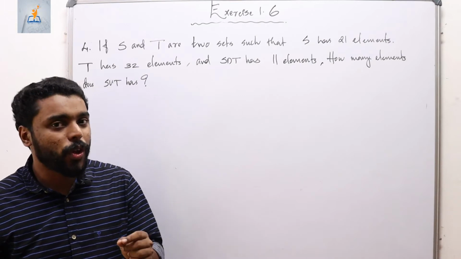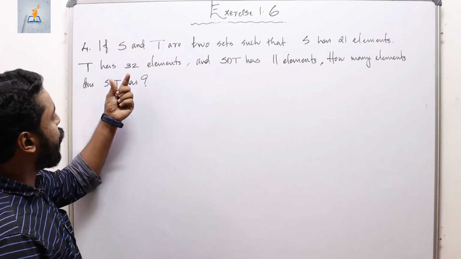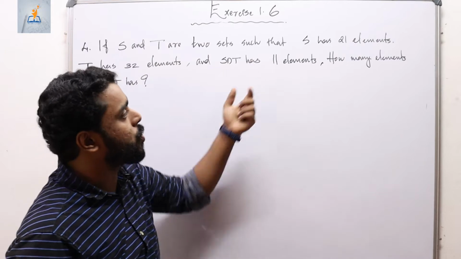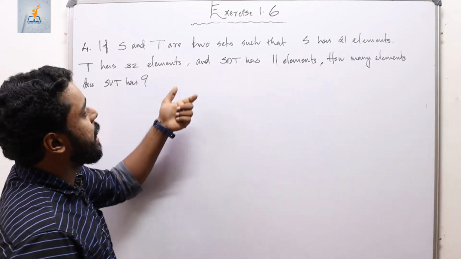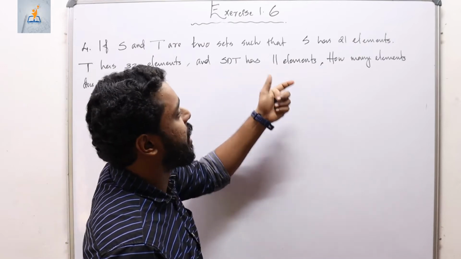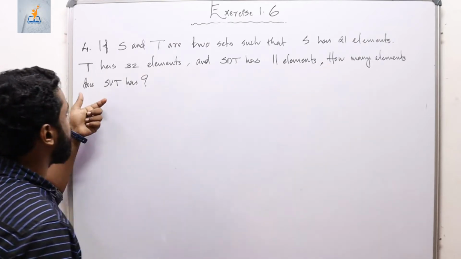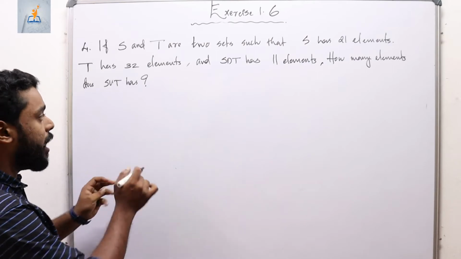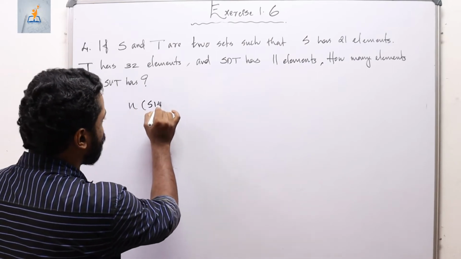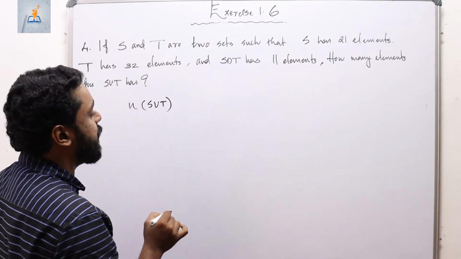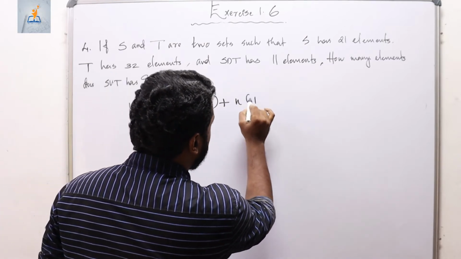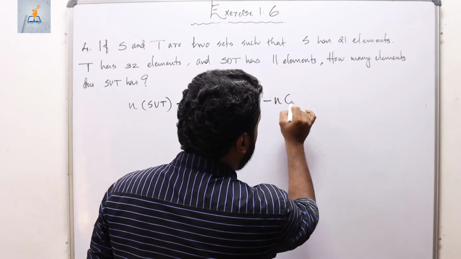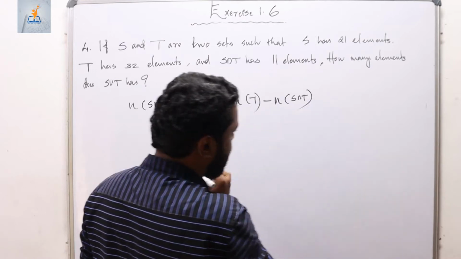Coming on to the fourth question, the question is that if S and T are two sets such that S has 21 elements, T has 32 elements and S intersection T has 11 elements, how many elements does S union T have? We know that n of S union T, that is the number of elements in S union T, is nothing but the number of elements in S plus the number of elements in T minus the number of elements in S intersection T, isn't it?